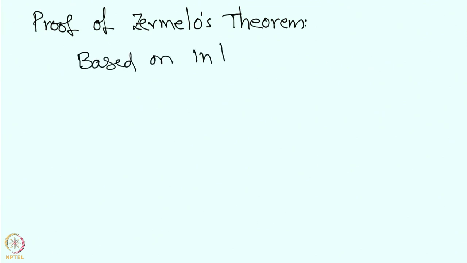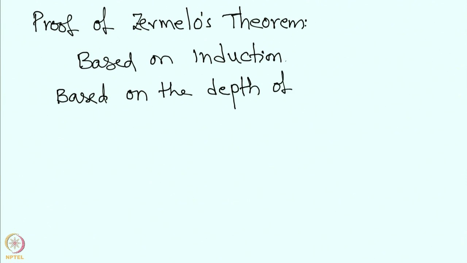So let us try to prove this Zermelo's theorem. How will we prove this? The proof of Zermelo's theorem is based on induction. Yesterday we have already seen induction. So once again we apply induction and we prove Zermelo's theorem. How do we go about the proof? In the induction step, first it is based on the depth of the game tree.